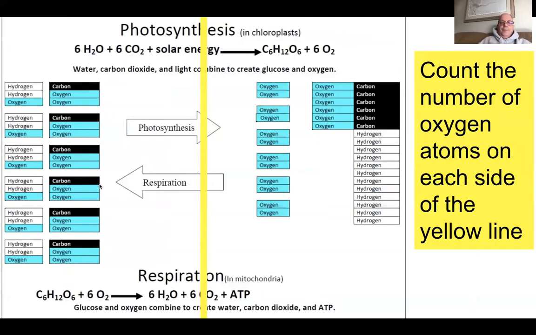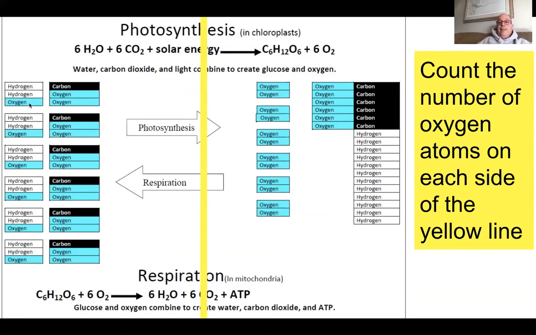Take a brief moment and look on the paper and see the yellow line, or look on the screen, see the yellow line down the screen. Can you kind of think in your head, how many oxygen atoms are on either side of the screen? So, for example, there are 2 here, that makes 4, then 6, 8, 10, 12, 13, 14, 15, 16, 17, and 18. How many do we have on the other side?